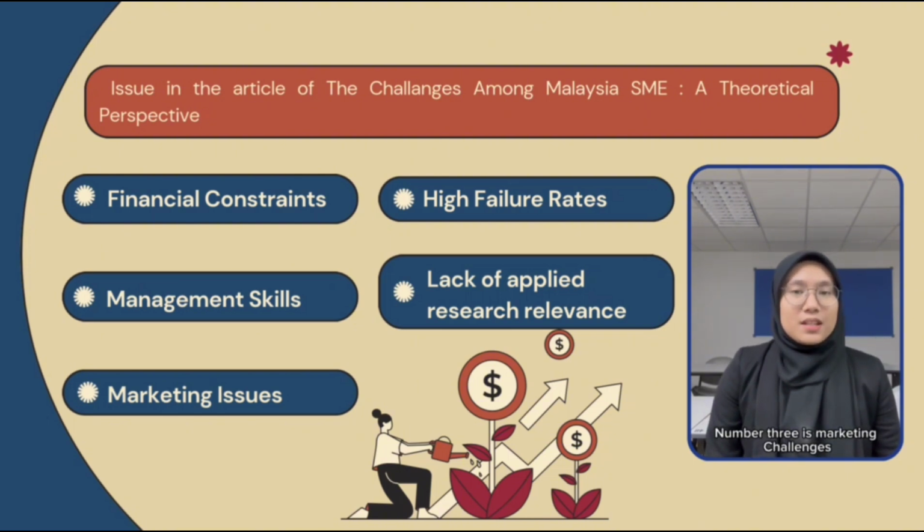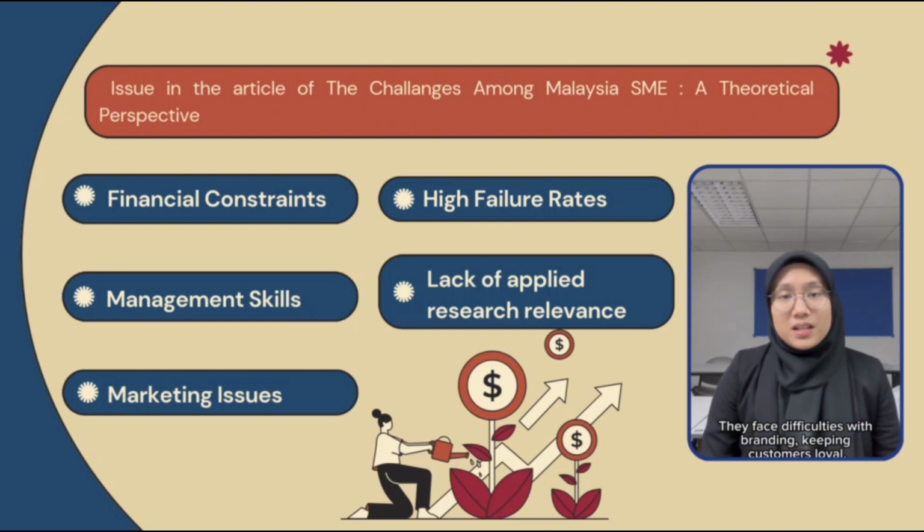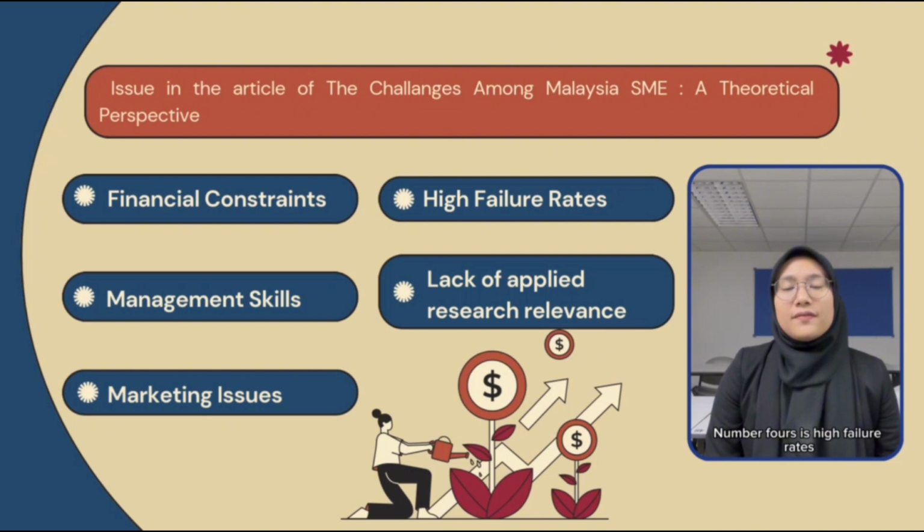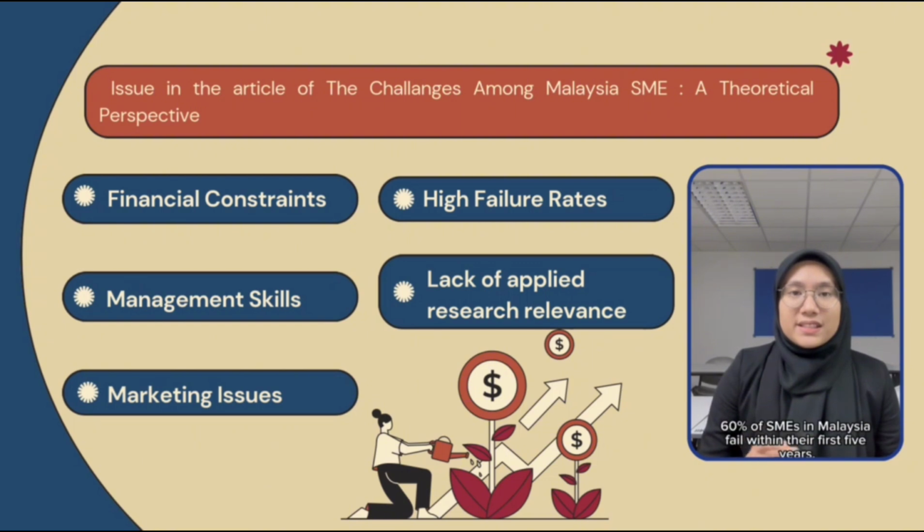Number 3 is marketing challenge. SMEs often lack skills in promoting their business. They face difficulties with branding, keeping customers loyal, and expanding to international markets. Number 4 is high failure rates. Even with government help, 60% of SMEs in Malaysia fail within their first 5 years. This happened because business owners don't fully understand the challenge, especially in managing finance and operation.